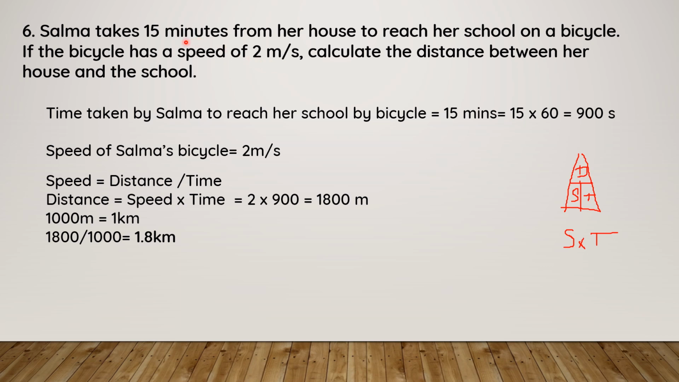So we want to convert this minute to second, because here speed is in meter per second. So here also we want to convert this minute to second. Okay, so see, the time taken by Salma to reach her school by bicycle is 15 minutes. So here we want to convert minute to second. So how will we convert minute to second? Multiply with 60, because 1 minute equals 60 seconds.